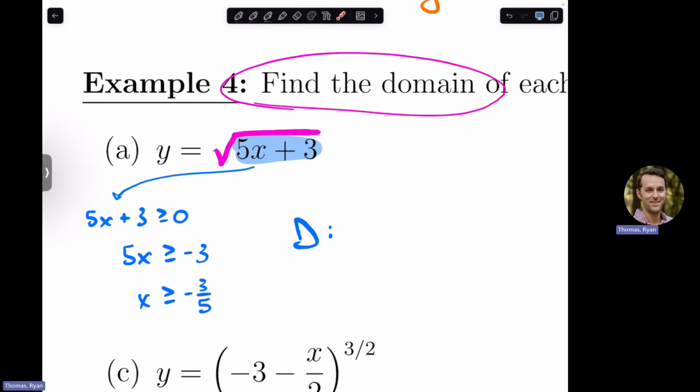Here's -3/5. If I take something to the left of that, like -10, I get the square root of a negative number, like -50 or something. That's a problem. If I take something to the right, like 0, I get the square root of 3. That's fine. That means the domain is everything to the right of that. It goes that way, so -3/5 to infinity. Okay. Pretty good. Anybody have any questions at the moment?